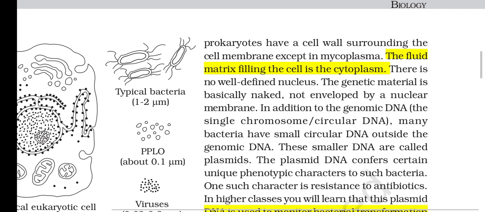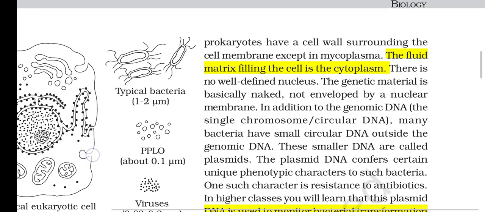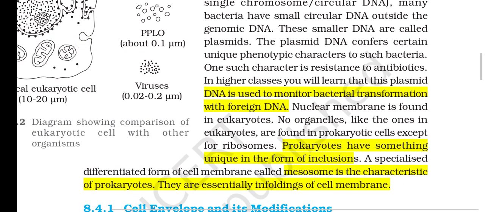In addition to the genomic DNA, the single chromosome circular DNA, many bacteria have a small circular DNA outside the genomic DNA. These smaller DNA are called plasmids. The plasmid DNA confers certain unique phenotypic characters to such bacteria. One such character is resistance to antibiotics. In higher classes, you will learn that this plasmid DNA is used to monitor bacterial transformation with foreign DNA.